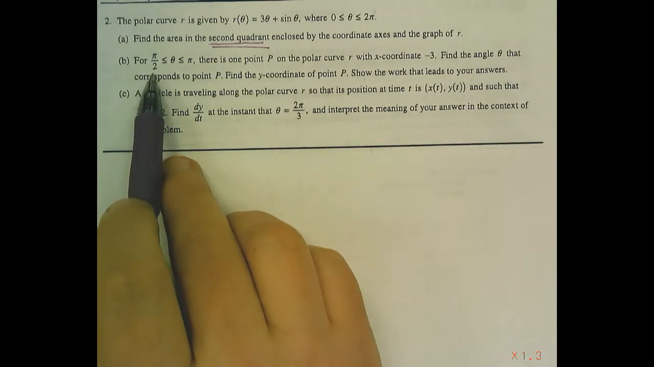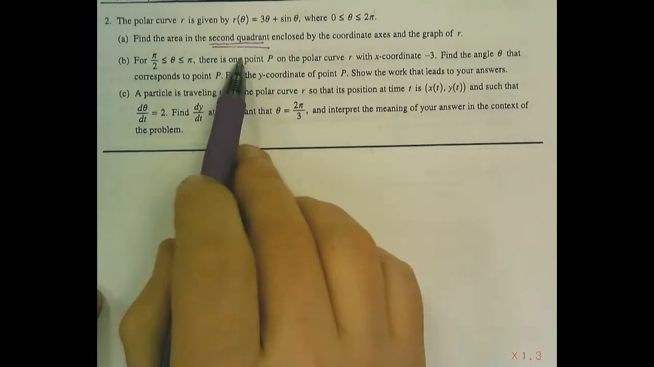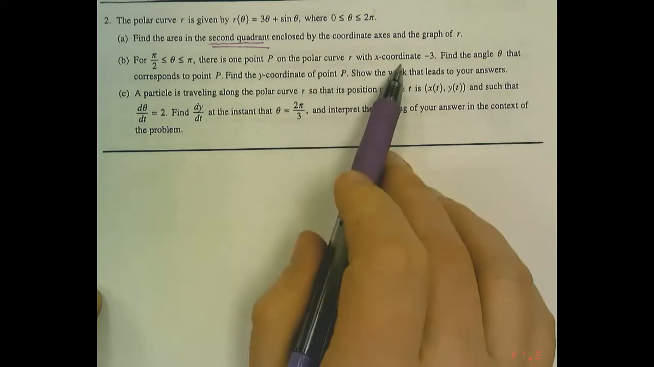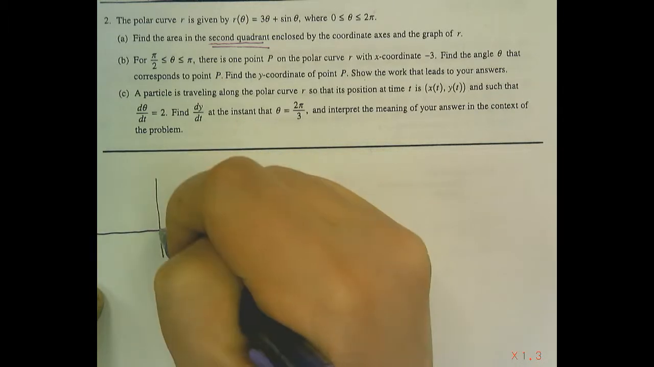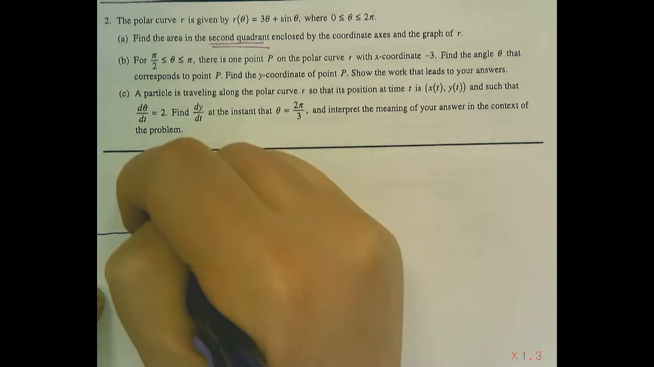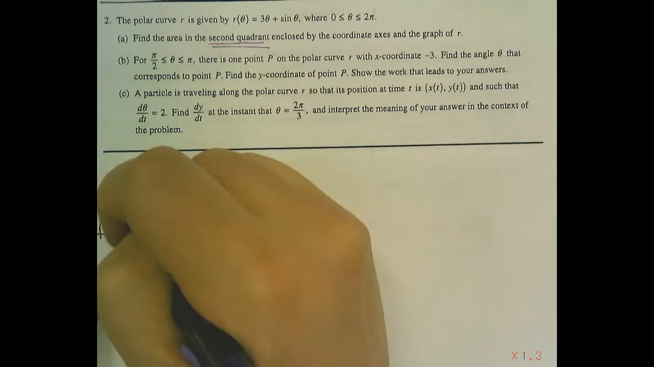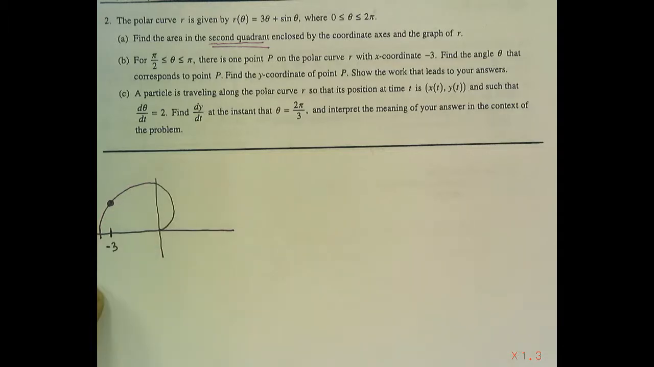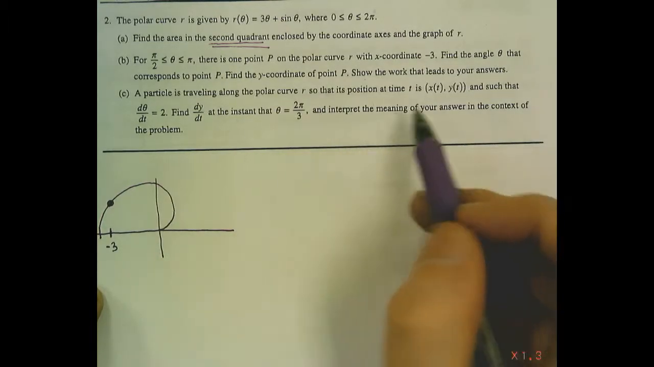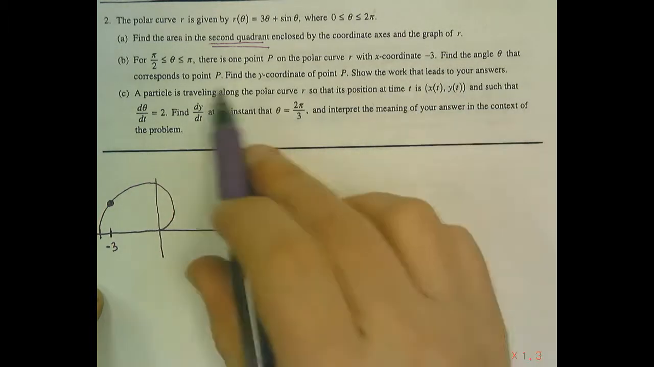For the angle pi halves to the angle pi, there's 1 point P on the curve with an x coordinate of -3. Again, if we picture what this curve looks like, what that sentence is saying is somewhere on the curve, the x coordinate is -3. Find the angle that corresponds to that point.